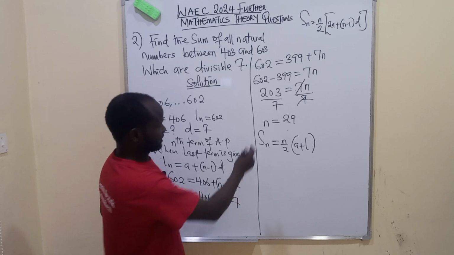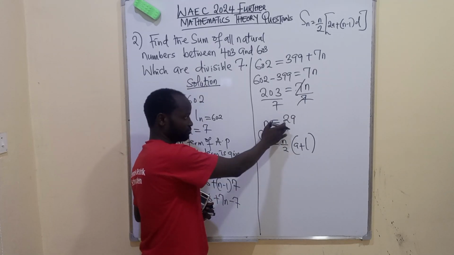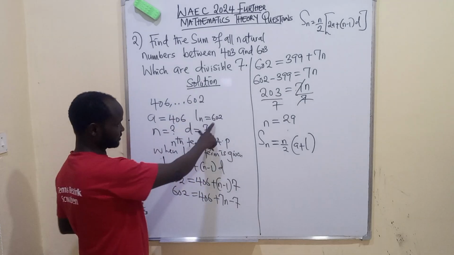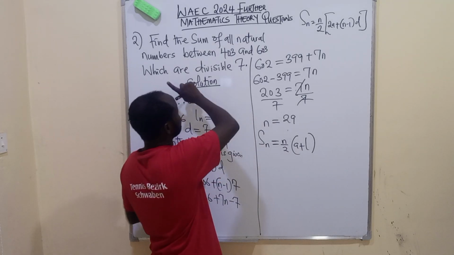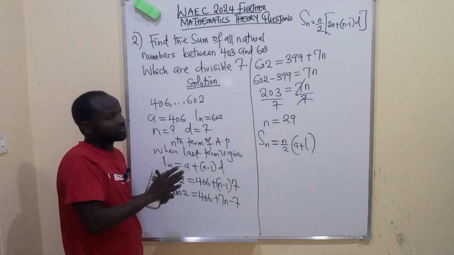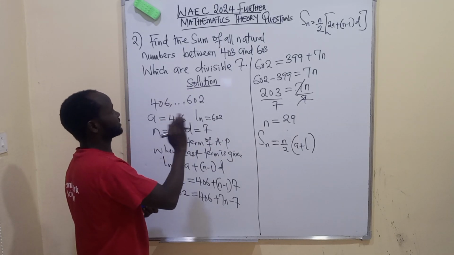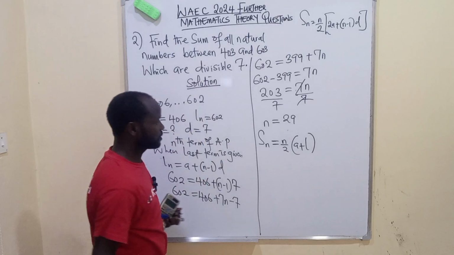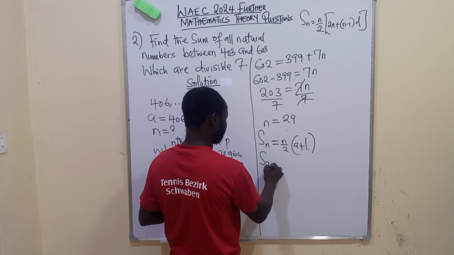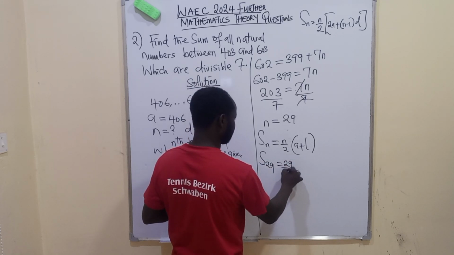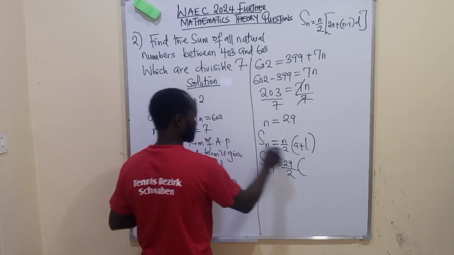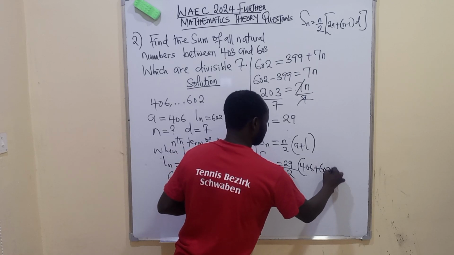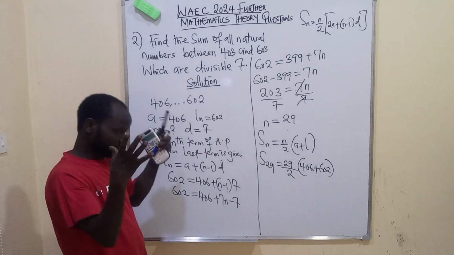Okay, we know that n now is 29. Anywhere we see n here, we put 29. And our first term is 406. And our last term is 602. So we can easily find the sum of all the natural numbers between 403 and 603 that are divisible by 7. Divisible by 7 means there will be no remainder. So in place of n, we put 29 now. That will be equal to 29 divided by 2, bracket open, first term 406, plus our last term 602. So we can add and multiply.